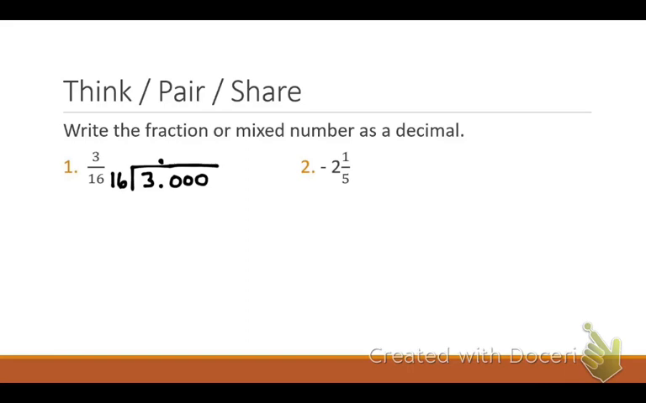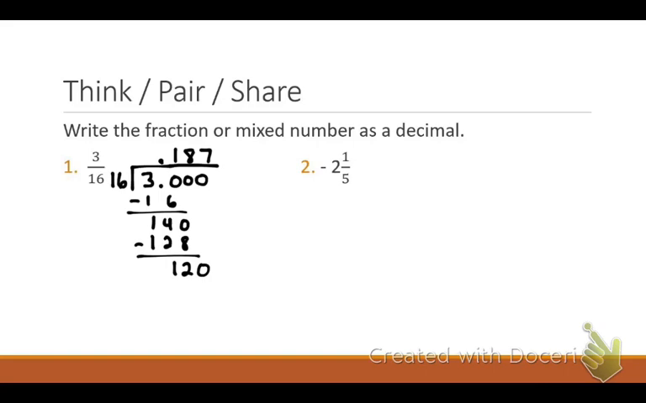All right, can a 16 go into a 3? No. How many times does it go into a 30? 1. 1 times 16 is 16. Subtract it. What do you get? 14. Bring down your 0. How many times does 16 go into 140? 8 times. What's 8 times 16? 128. Subtract it. What do you get? 12. How many times does 16 go into 120?